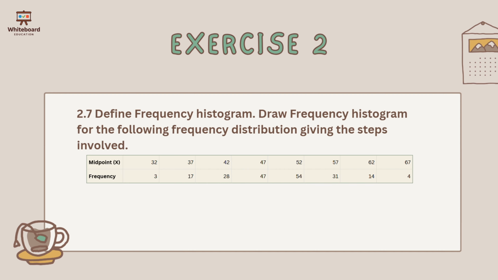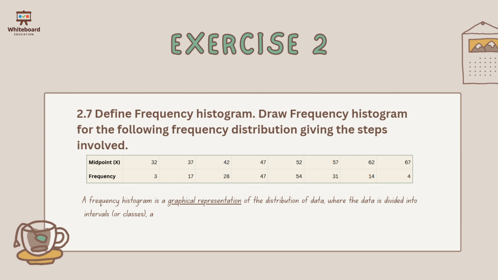2.7. Define a frequency histogram and draw a frequency histogram for the following frequency distribution, giving the steps involved. A frequency histogram is a graphical representation of the distribution of data, where the data is divided into intervals, or classes, and the frequency of data points in each interval is represented by the height of bars.